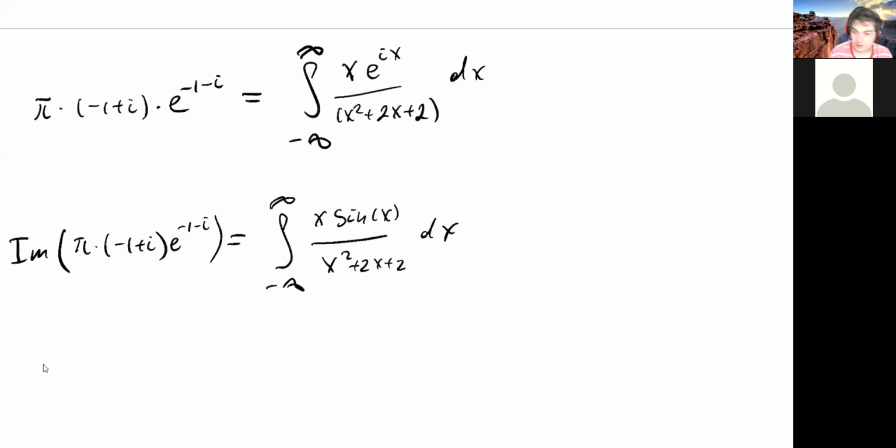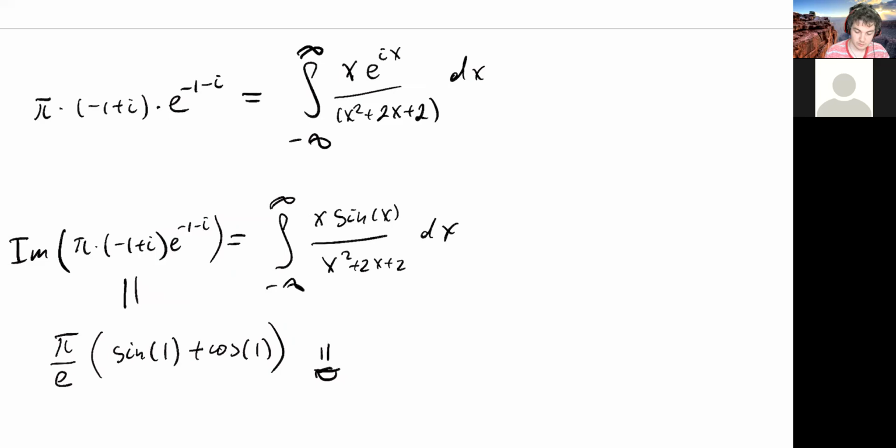So the last step in this example that I'll leave as a small exercise is to actually compute the imaginary part. So what's the answer? The answer will eventually be pi over e times sine of 1 plus cosine of 1. So I encourage all of you to verify this. So that's a funny answer. It involves a pi, an e, a sine, and a cosine.